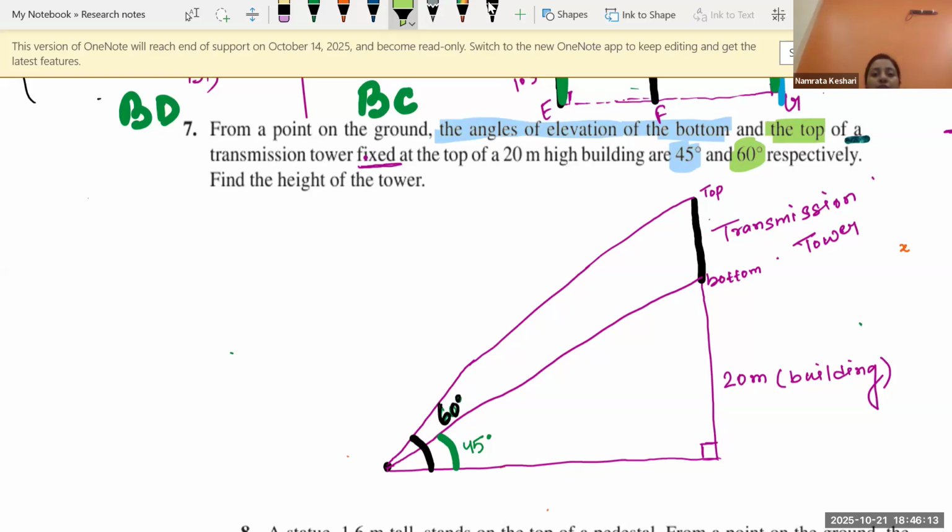Find the height of the tower. We are supposed to find the height of the tower. Tower means transmission tower. Only this black colored height we have to find, of course, because the lower height is given, a 20-meter tall building is there. Okay, we are having right angle triangle A, B. You can mark this one as B.